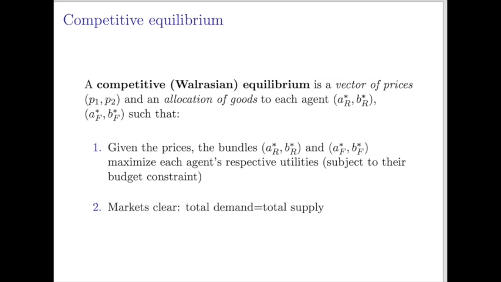So formally, what is a competitive equilibrium? A competitive equilibrium consists of a price for each of the goods, as well as an allocation of the goods, so a bundle for each of the agents, such that given those prices, these bundles are optimal for the two agents, and the markets clear. We use the terminology of markets clearing to mean that the total supply equals total demand. So there's no excess supply or demand.